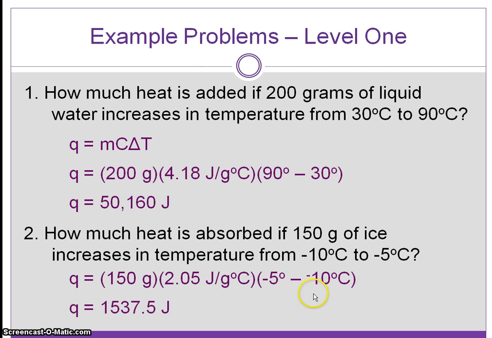And then again, be careful with your negatives. You want to do final, which is -5, minus the initial, which is -10. So you do -5 minus a -10. And notice that it's positive, which makes sense because heat is being absorbed.